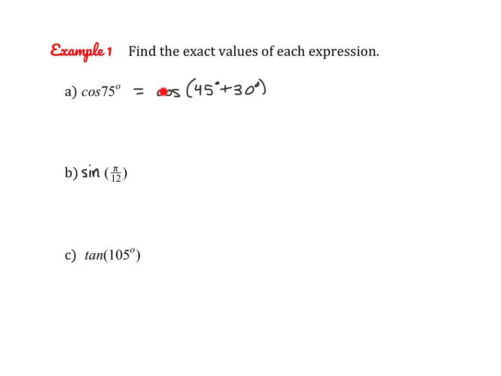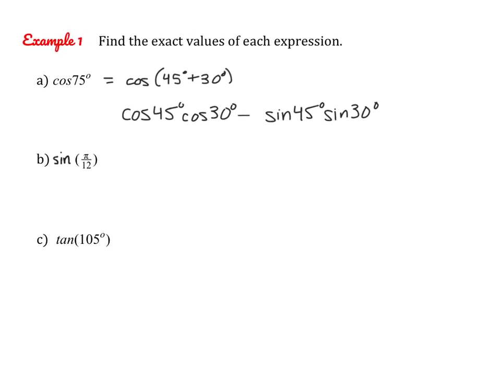Since I know my sum formula for cosine, I can expand this out and evaluate. So remember, it's sine, cosine, cosine, sine, cosine, cosine, sine, sine. So for the cosine formula, it's cosine, cosine, sine, sine. And you have to remember, for cosine, the sum formula, we actually subtract.